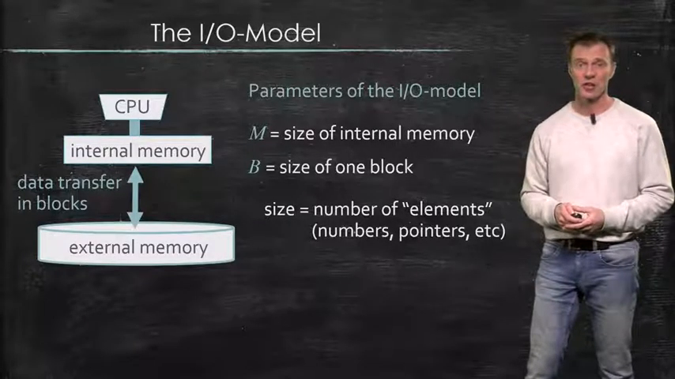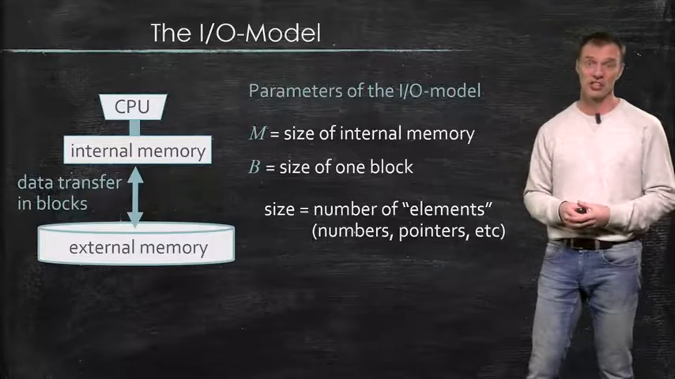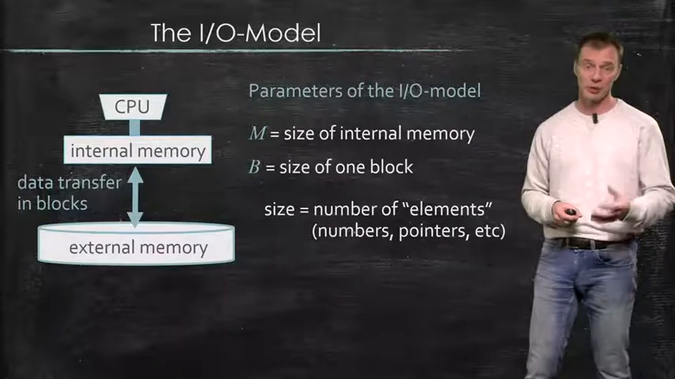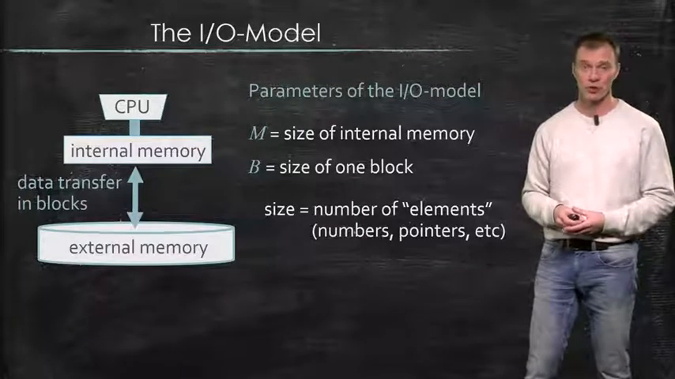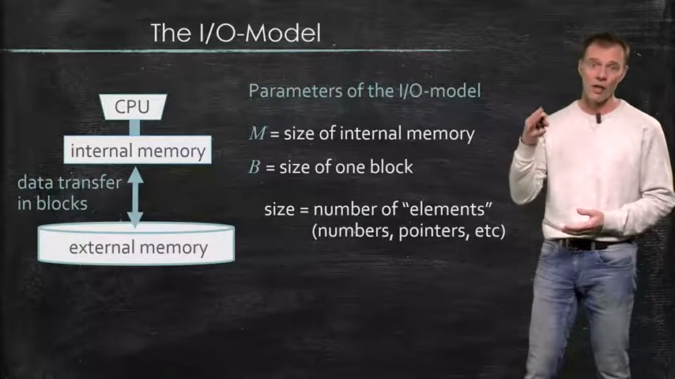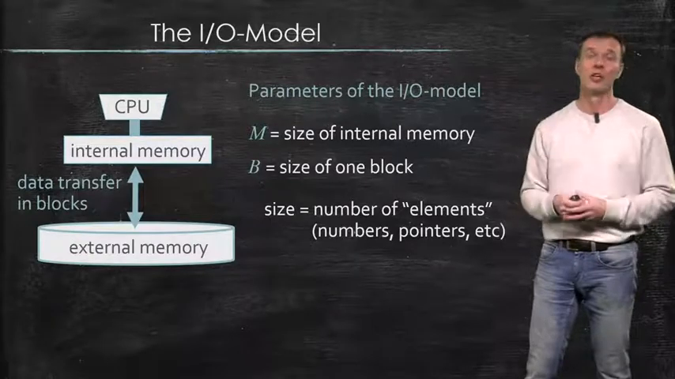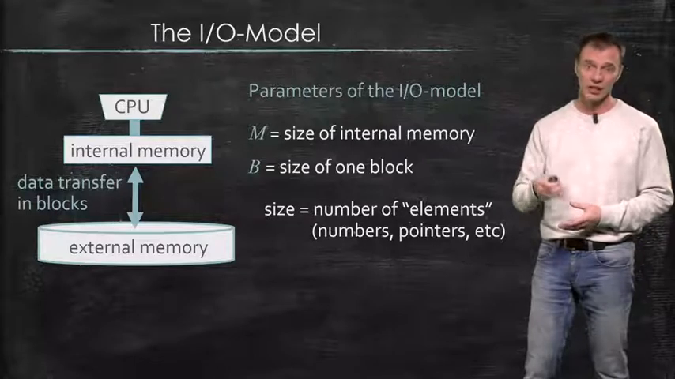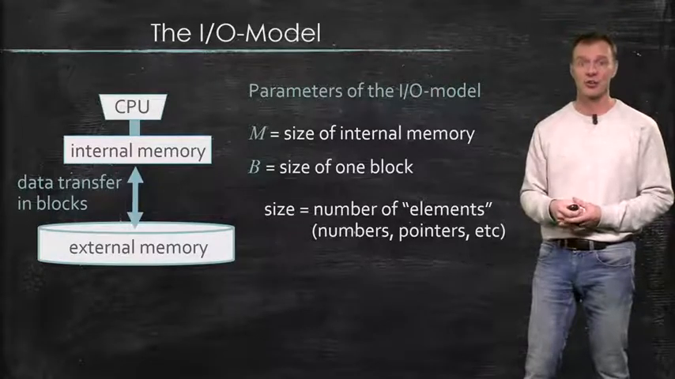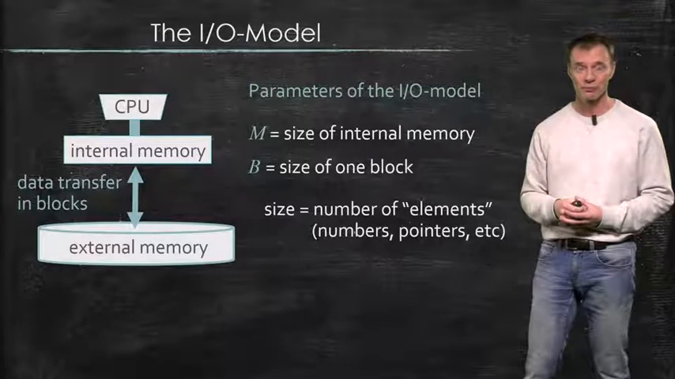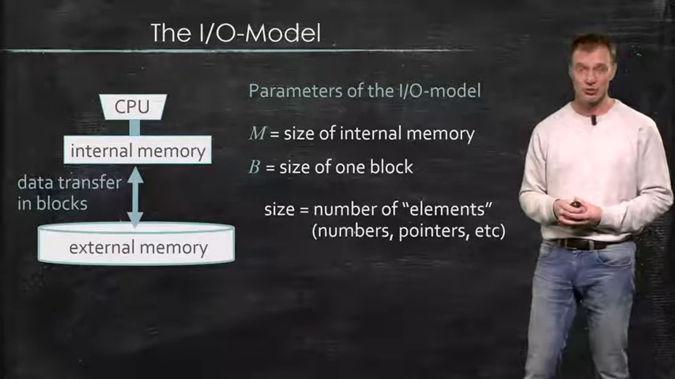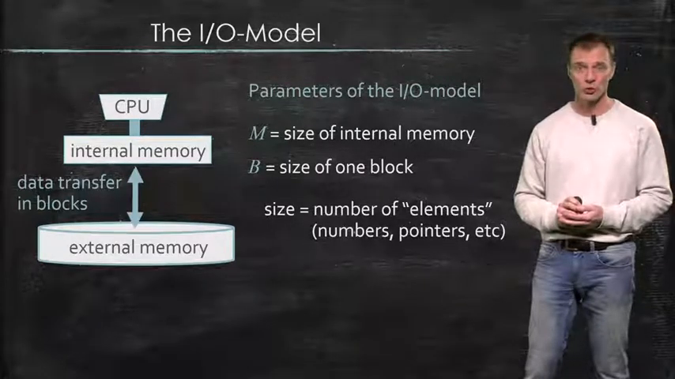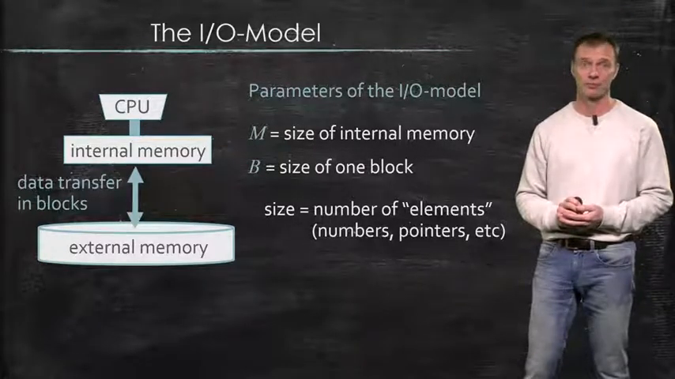So the model has an external memory, or disk as I often call it, and an internal memory, and a CPU that actually performs the computations. Now, when the CPU or the algorithm needs a particular data element which is stored on disk, then it needs to read that data element into the internal memory. And it's going to do that not by just reading a single element, but it's going to read a full block of elements.